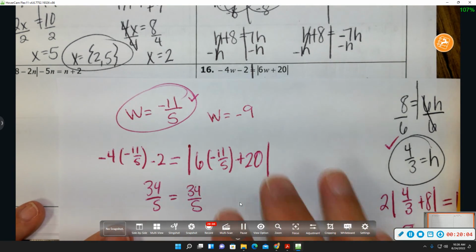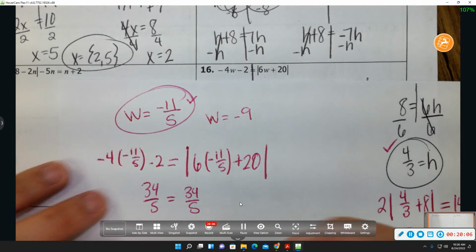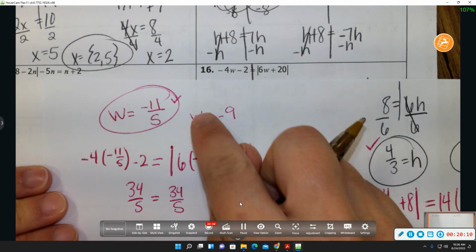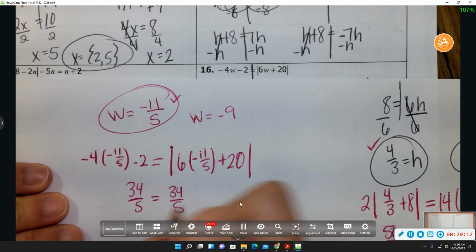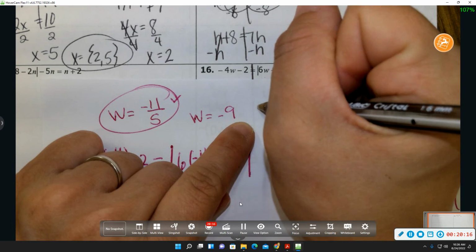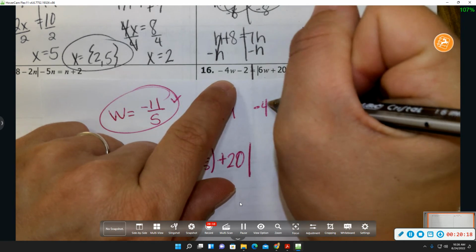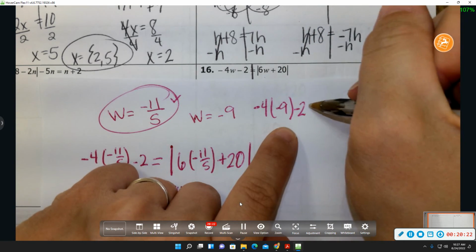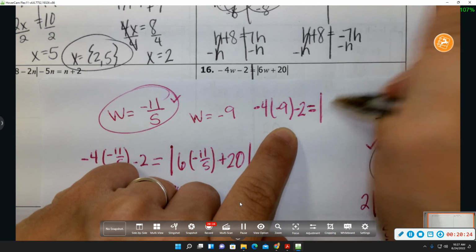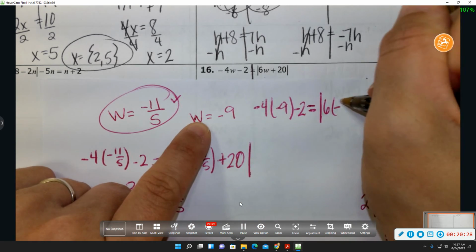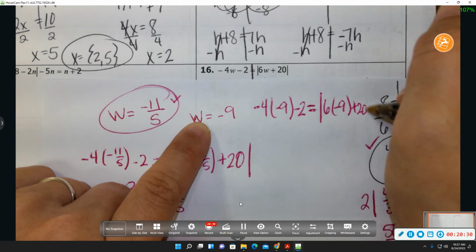But then I also need to try that negative 9. So I will use the same equation. So I will start with, I'm going to write it up here beside it. So this is going to be negative 4w, which is negative 9, minus 2. And then set it equal to the absolute value of 6w plus 20.